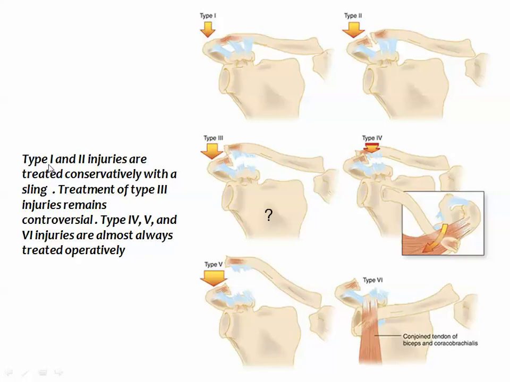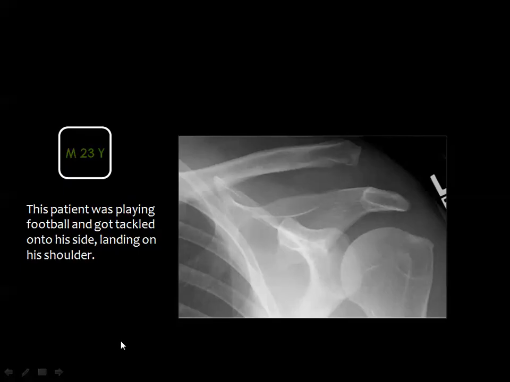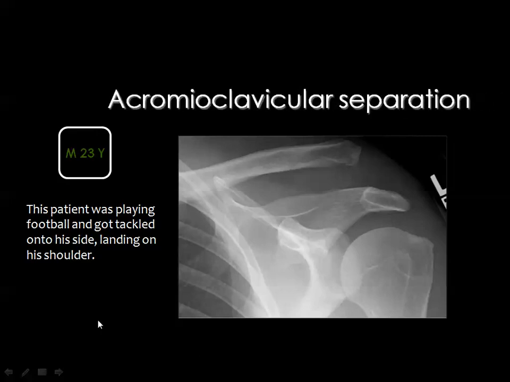According to the literature, the type 1 and type 2 injuries are treated conservatively, while type 4, 5, and 6 are treated operatively, and there is some controversy about the management of type 3. For the radiologists, they have to mention only that there is an acromioclavicular separation, and you may mention the distance between the displaced clavicle and its original site against the acromion, and also you look for any associated injuries.